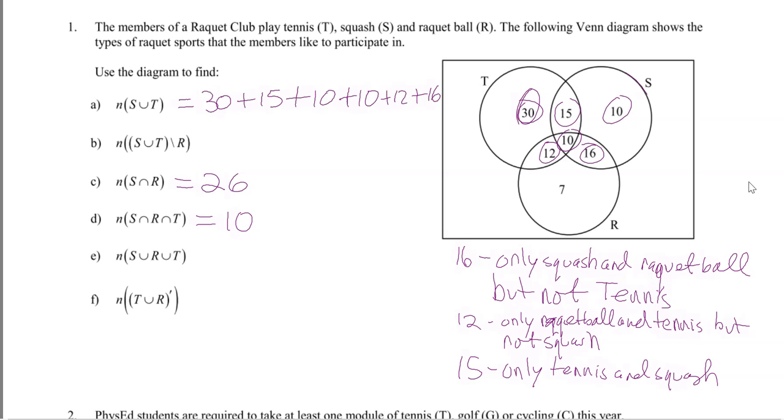What would we call the 30? What would you call that? What's the only thing that those 30 people do? T. So it's only tennis, right? Or tennis only. So 30 people only play tennis, no other sport. Right? 15 play only tennis and squash, but not racquetball. 25 play tennis and squash, and maybe play racquetball.